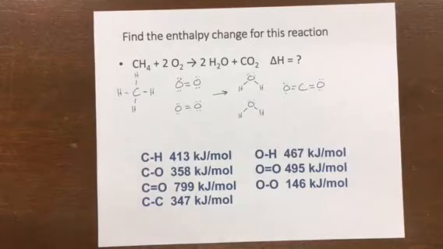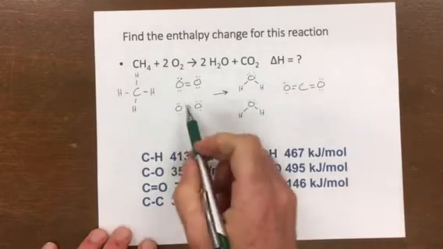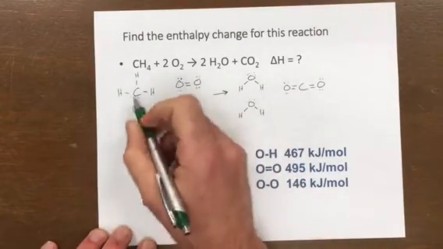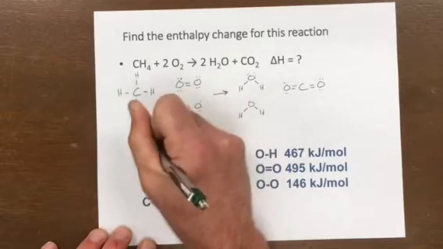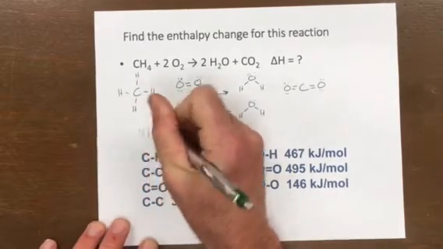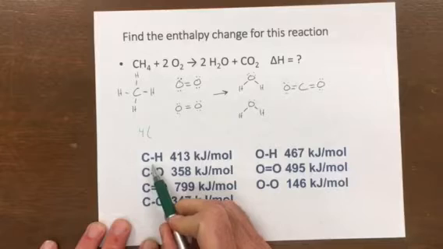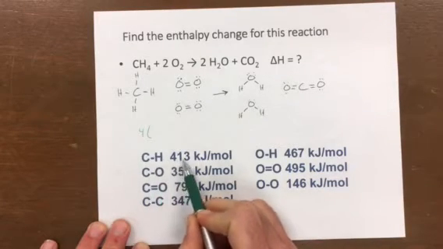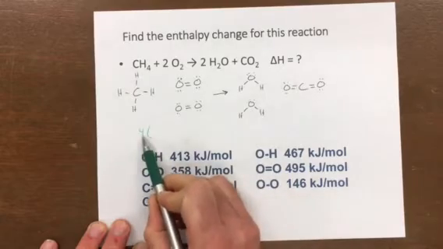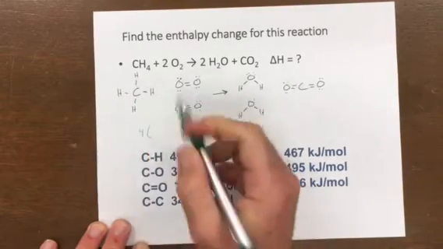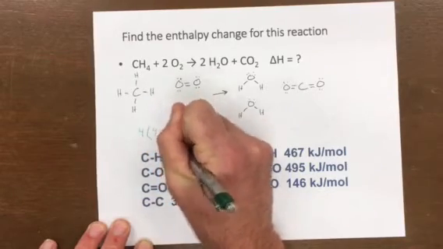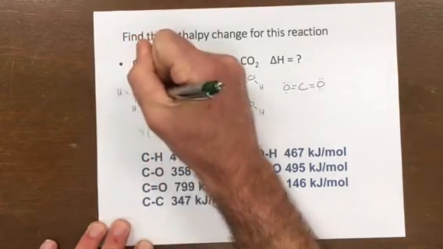All right, so now what we need to do is add up all the energy to break the bonds. So the bonds that need to be broken are these. So we're going to be breaking 1, 2, 3, 4 bonds between carbon and hydrogen. So we'll look up the bond enthalpy for a carbon to hydrogen bond, and it's 413 kilojoules per mole. We have 4 of those, 1, 2, 3, 4. So it's going to be 4 times 413. So that's the energy to break all of these bonds.